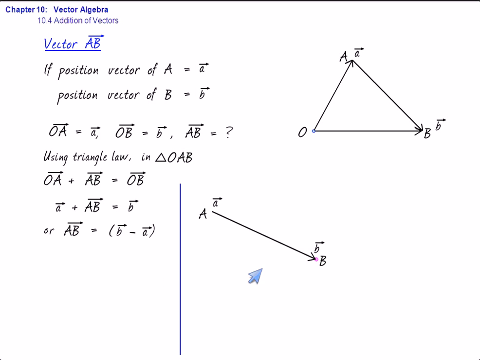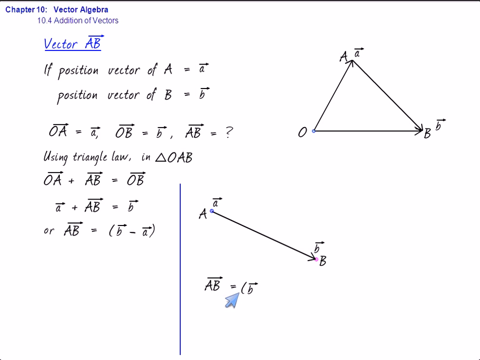Look at it from here. If you want to find vector AB and you know the position vectors of points A and B, then how much will AB be? What is the terminal point? B. What is the initial point? A. So it is B minus A.